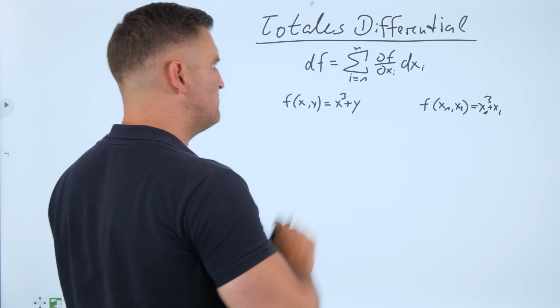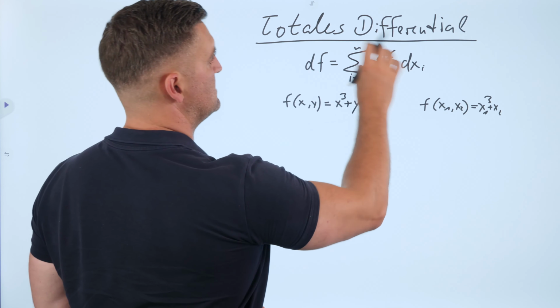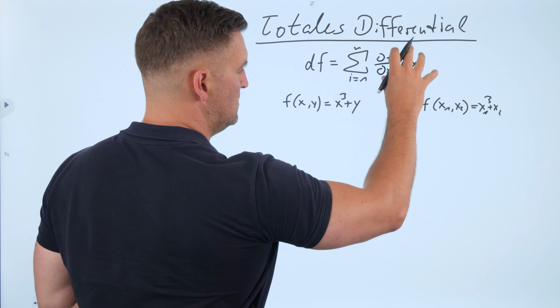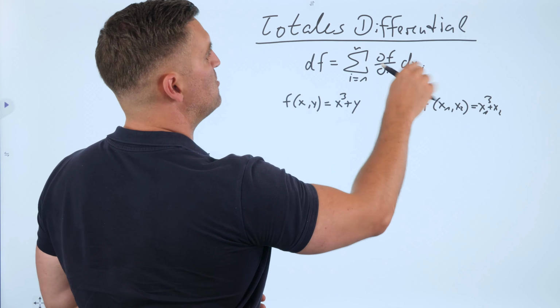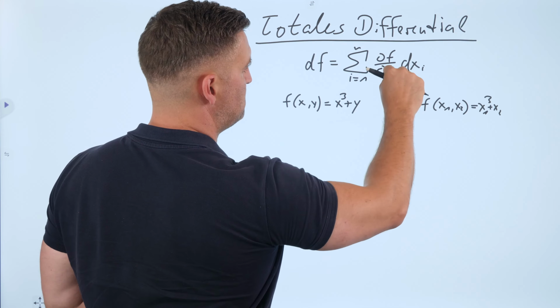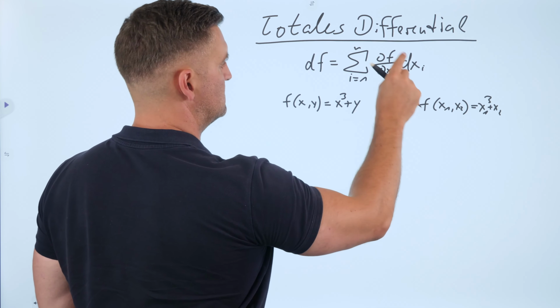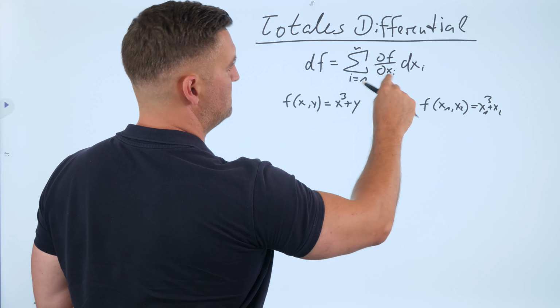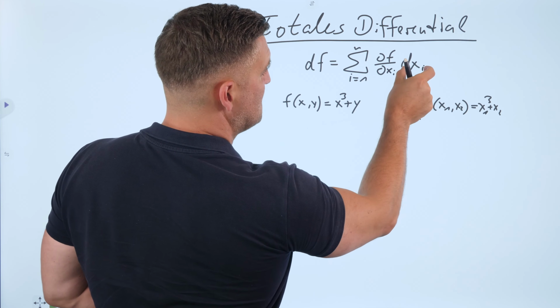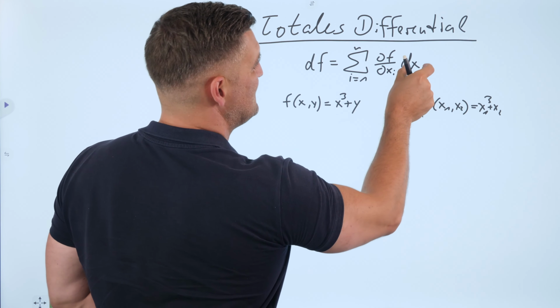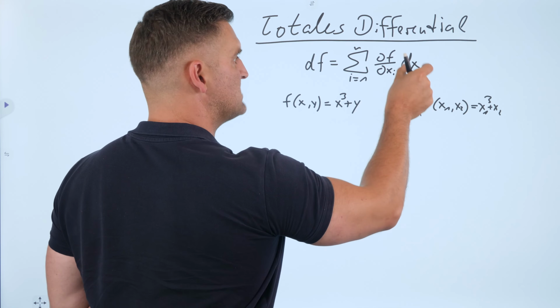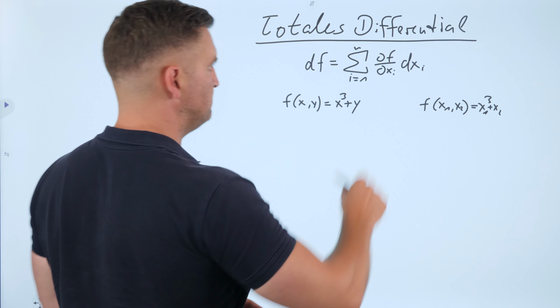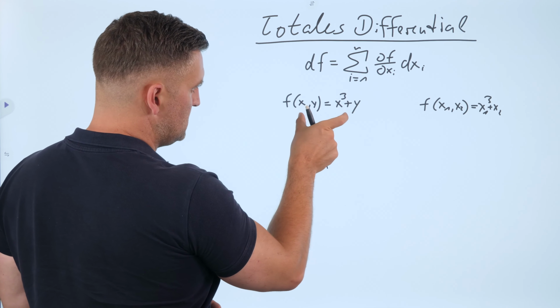And the total differential now results accordingly from the sum. And the sum then results from taking the partial derivative with respect to each of the individual variables, times the small change along x, y, z, or x1, x2, x3, x4. Let's take an example for this.